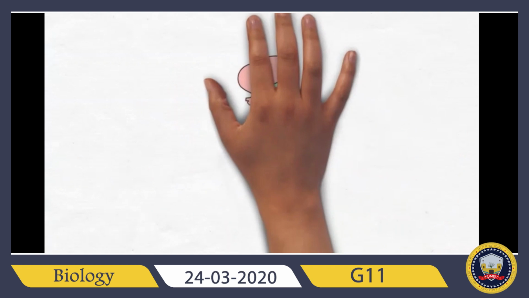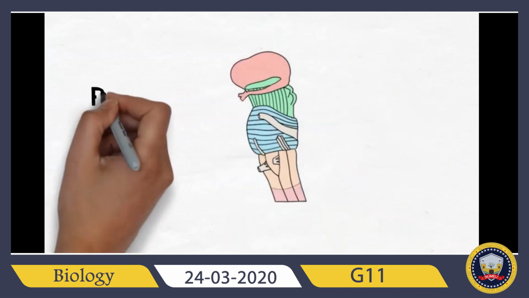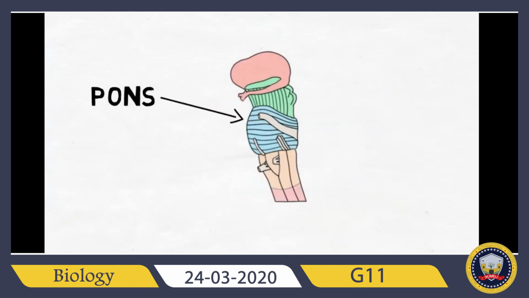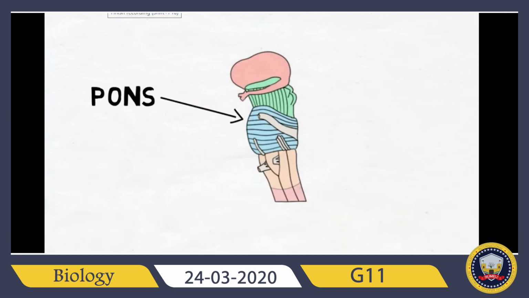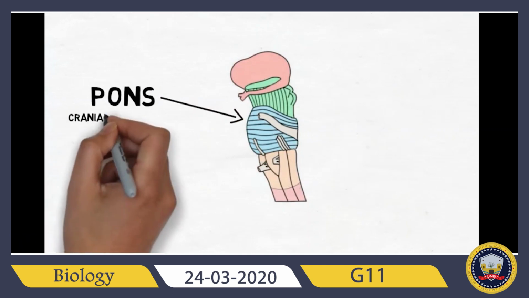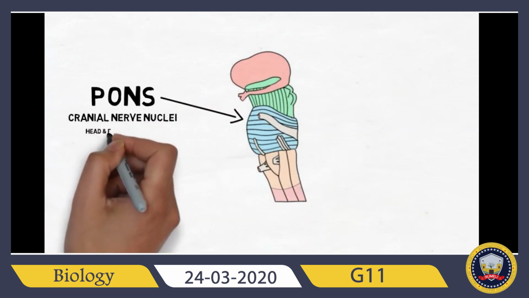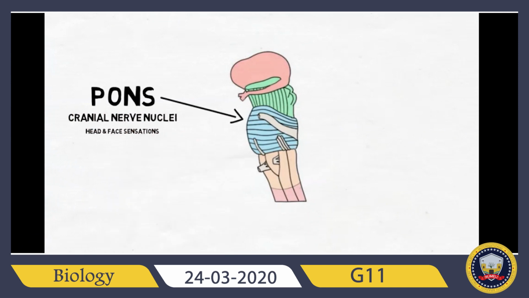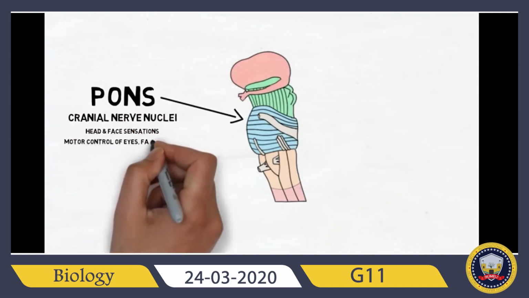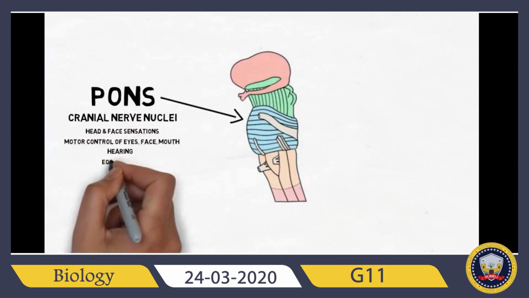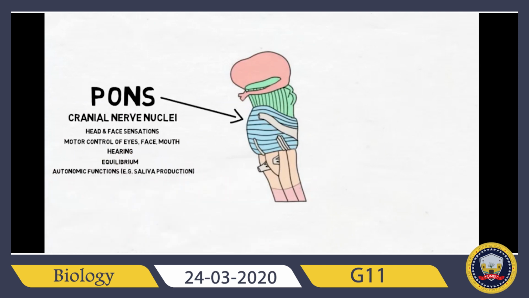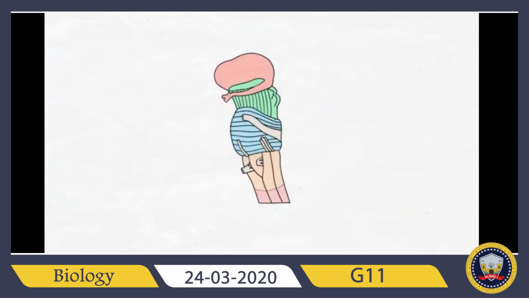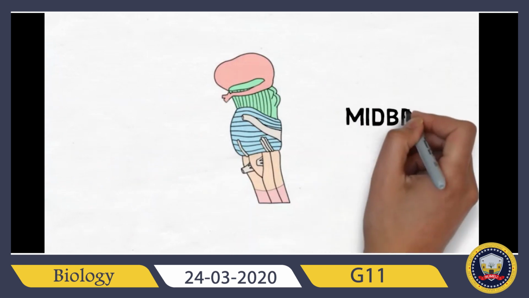The next structure on our way up the brainstem is the pons. The word pons means bridge in Latin, and the pons is a large, rounded structure resembling a rounded bridge that connects the medulla and the midbrain. The pons is home to a number of nuclei for cranial nerves and contains nuclei that deal with sensations from the head and face, motor movement of the eyes, face, and mouth, hearing, equilibrium, and autonomic functions like tear and saliva production. The final branch of the brainstem as we move toward the cerebrum is called the midbrain.